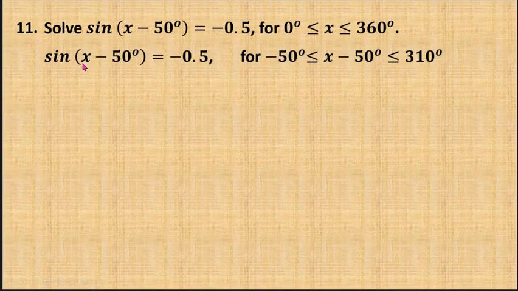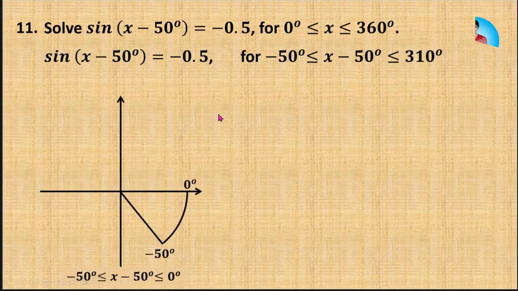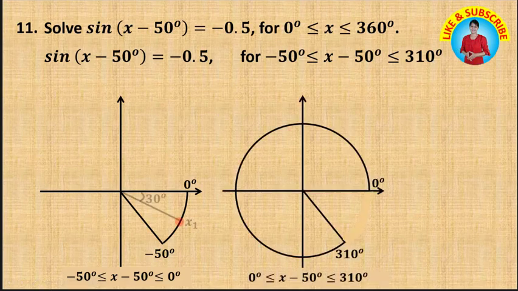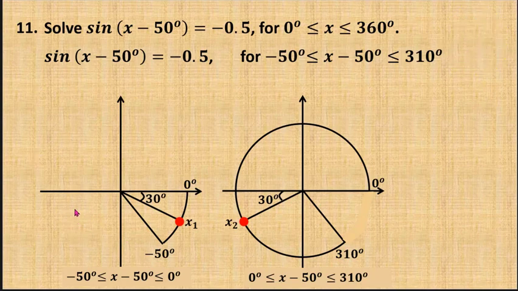Now, if sine of x minus 50 is a negative value, which is negative 0.5, then the angle should be in the third quadrant and fourth quadrant. In the first circle, the third quadrant is out of range, so it is not included. In the second circle, the fourth quadrant is out of range, so it is also not included. After determining the position of the angle, now I'm going to determine the values of the angle.